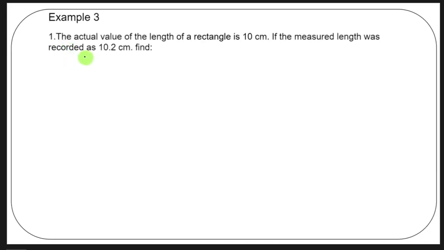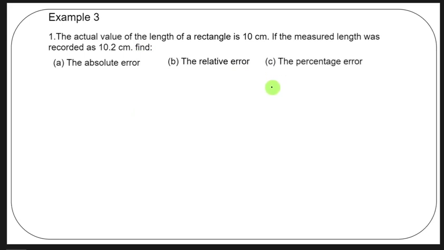Example 3. 1. The actual value of the length of a rectangle is 10 centimeters. If the measured length was recorded as 10.2 centimeters, find A, the absolute error, then B, the relative error, then C, the percentage error. 2. Find the relative error and percentage error of 7.2.